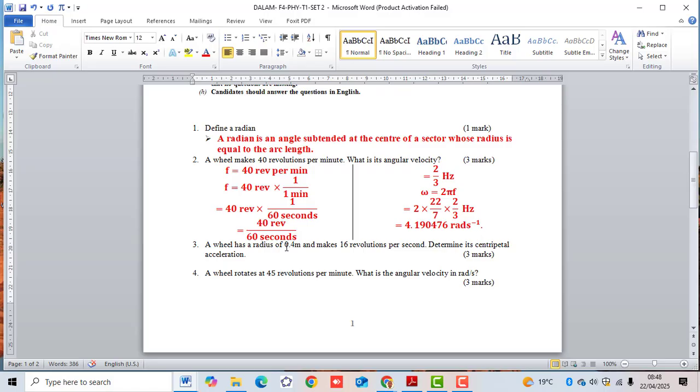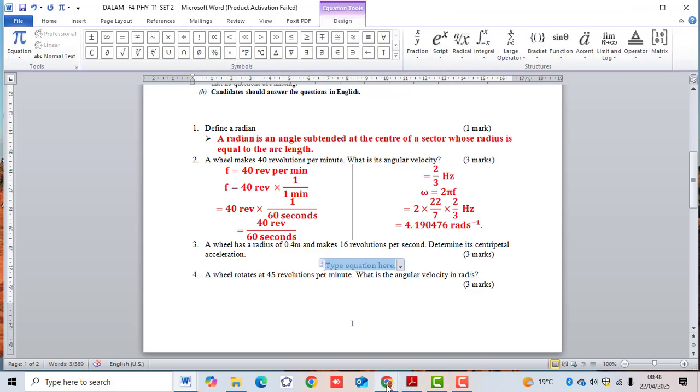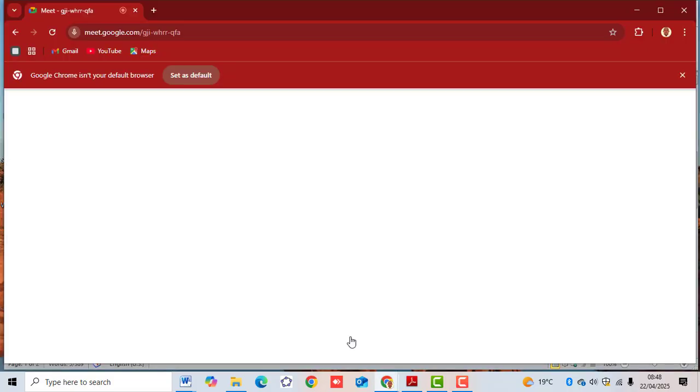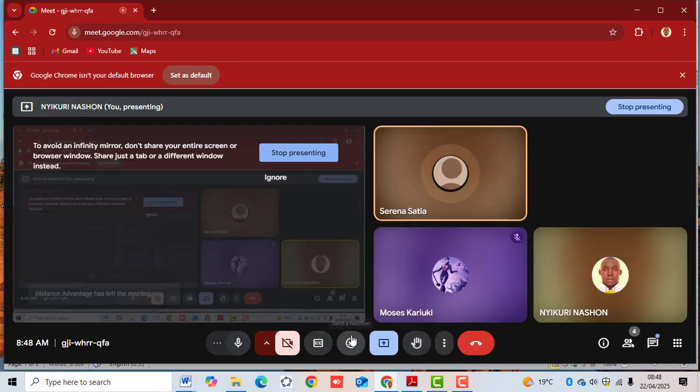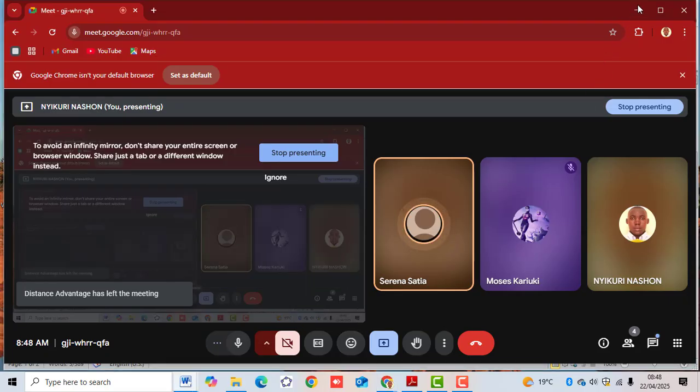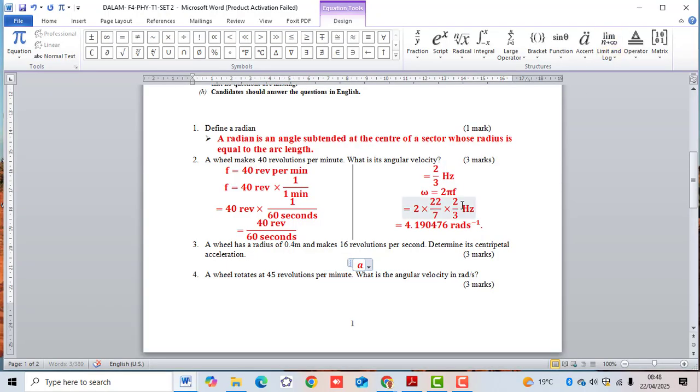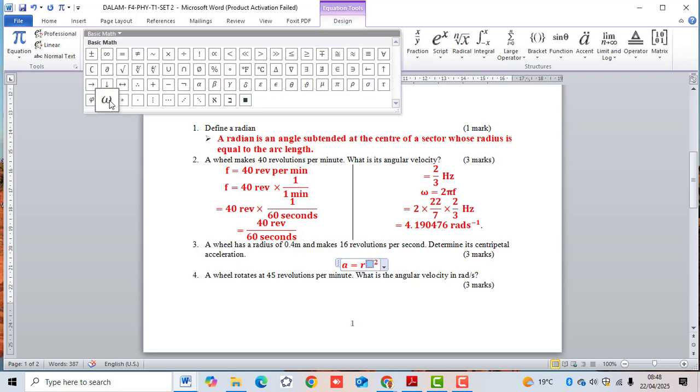So what is the formula of getting the centripetal acceleration, which is denoted by a? How do we get the centripetal acceleration? Kindly, Serena. Radius times angular velocity squared. Very good. So centripetal acceleration is equal to r omega squared. Let me write the omega, the correct omega.